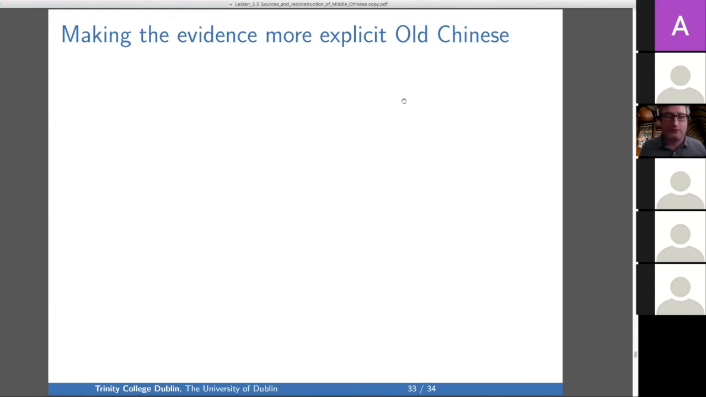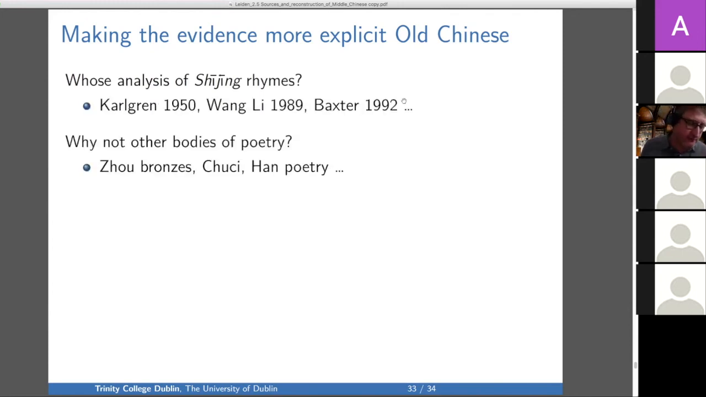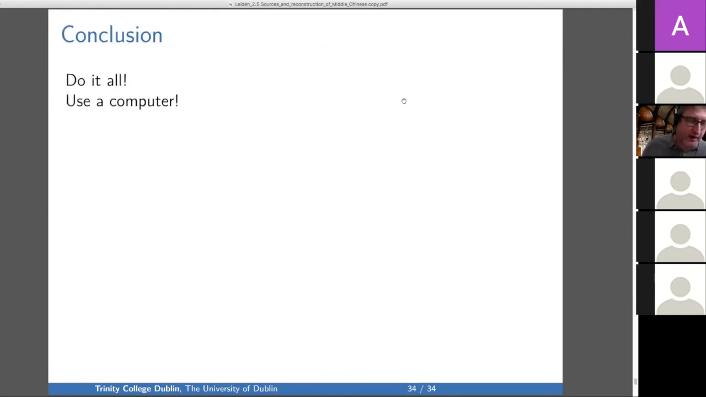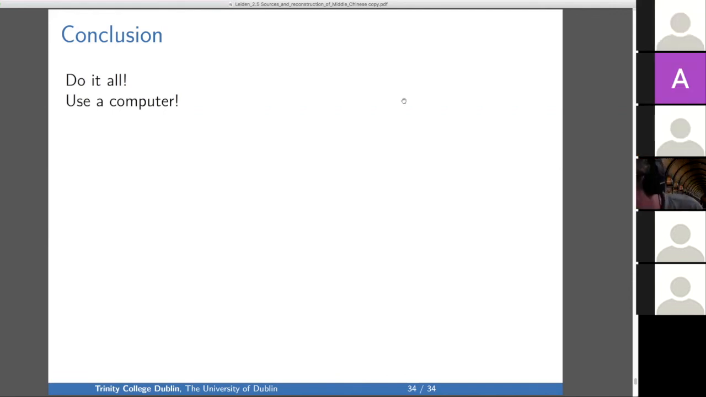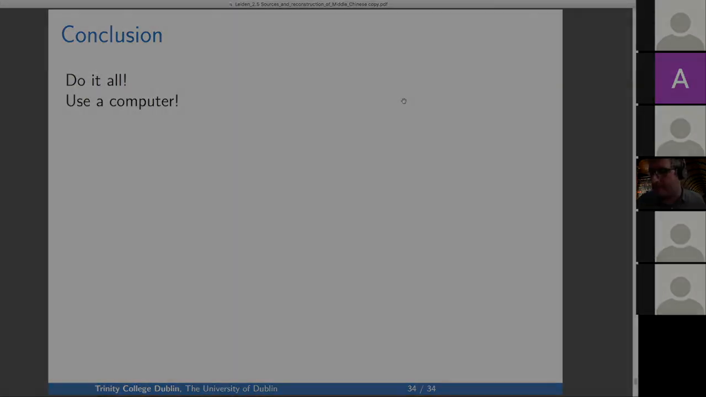And I think that Old Chinese phonology has been too much obsessed with specific alphabetizers and specific transitivizers, and we should systematically explore what happens if we use different ones and make things more explicit, like whose analysis of Shijing rhymes and whose analysis of Shijing series. And now, of course, this becomes overwhelming in terms of data, which is why we should use explicit formal models and digital representations of these sources, I think. And so that's where I wanted to end, sketching a future of Chinese historical phonology, where we explore the complete body of available evidence in the same way that has been done for the rhyme books and the rhyme tables.